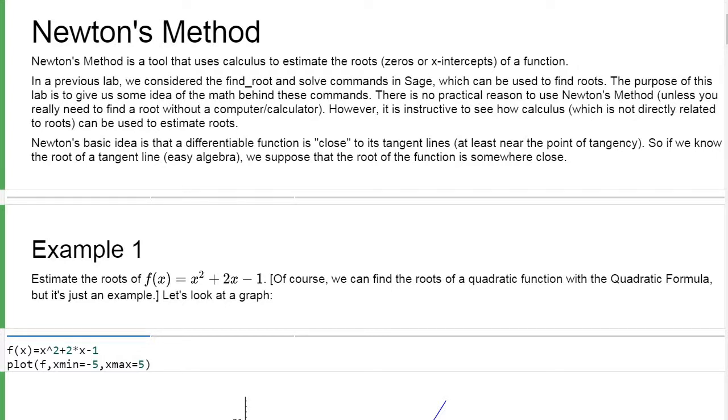It's to see how calculus can be used for something that's not directly a calculus thing. Estimating roots, that's really a pre-calculus matter, but calculus can provide some insight into that. So anyway, the basic idea of Newton's method is that a function, at least a function that's differentiable, is close to its tangent lines, at least near the point of tangency. So if we know the root of the tangent line, which is easy to find, then we'll assume that the root of the function is somewhere close to that. So that's the basic idea. Let's look at an example.